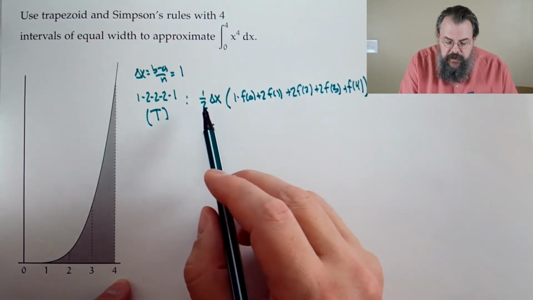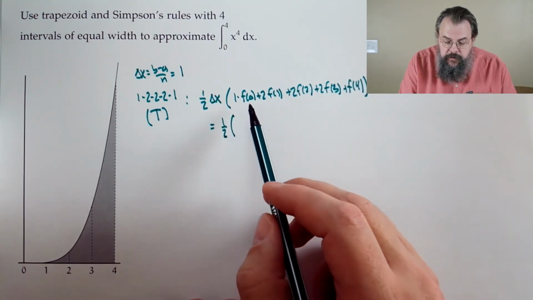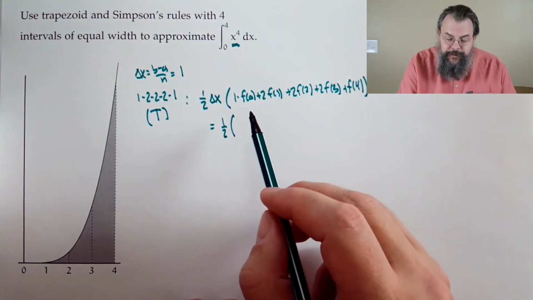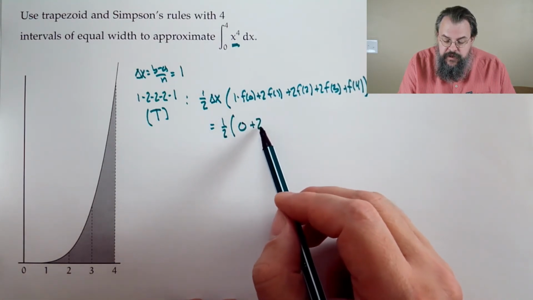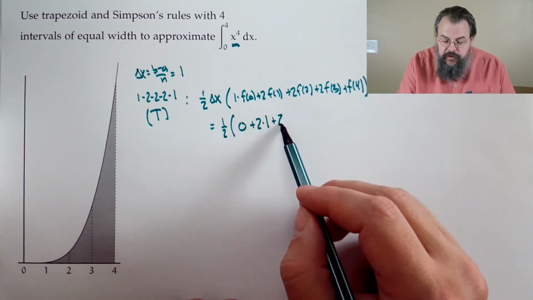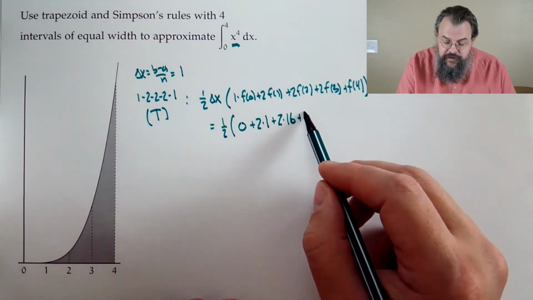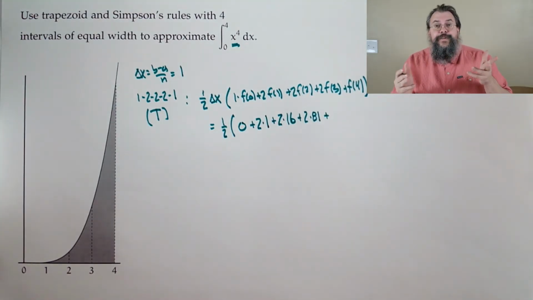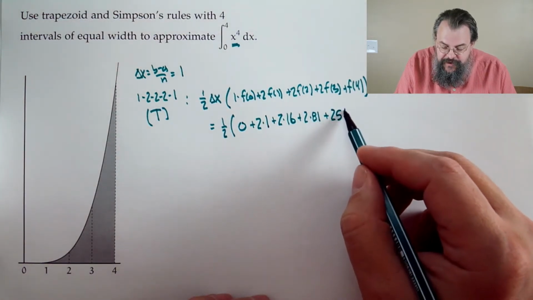Okay, so that's going to be a 1/2 times 1. And now we say, look, our function is x to the 4th. So we can compute these. 0 to the 4th is 0. Then we have 2 times 1 to the 4th, which is 1. 2 times 2 to the 4th, well, that's 2 times 16. 2 times 3 to the 4th, that's 2 times 81. And then we have 4 to the 4th, which is 256. All right, great. So there we go.